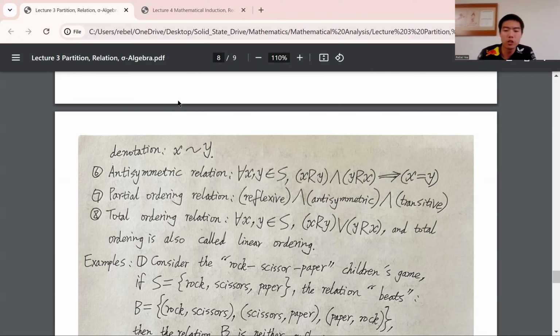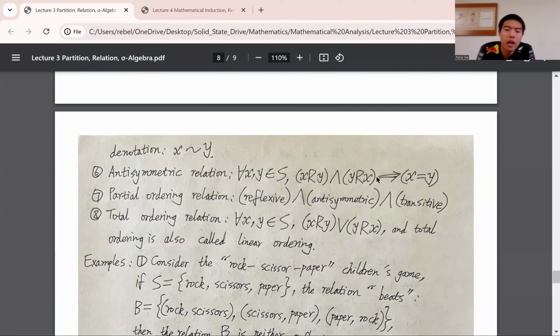So the first new relation we talk about is the anti-symmetric relation. That is, for all x and y in a certain set S, if x is related to y and y is related to x, then there's only one possibility: x is equal to y. So what does this mean?